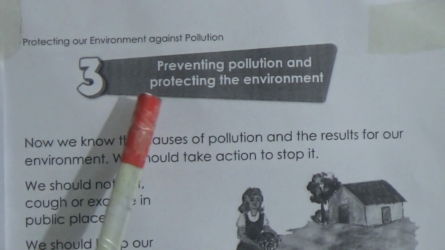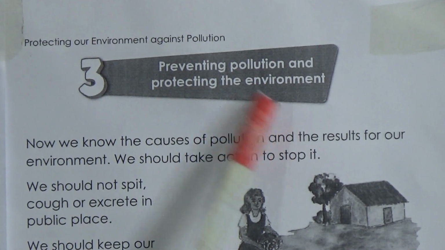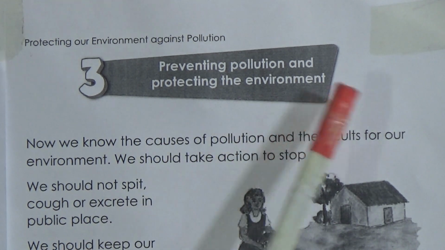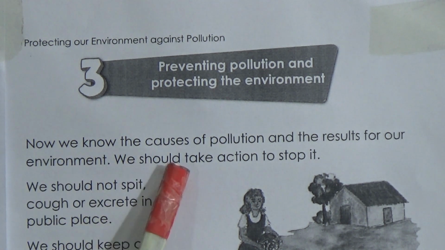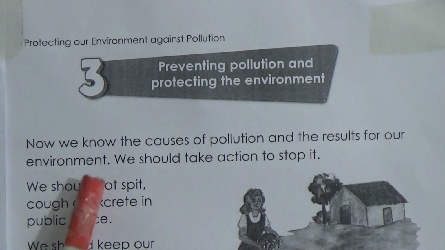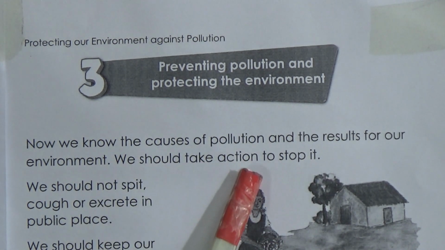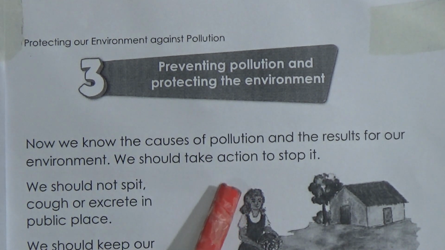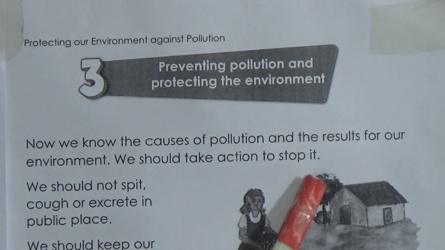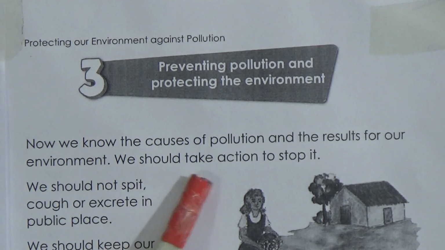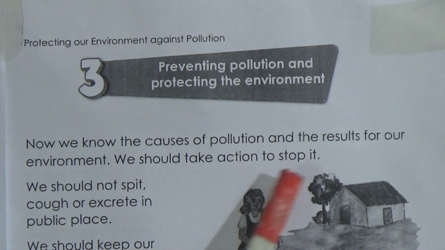Now, preventing pollution and protecting the environment. How do we prevent pollution, and how do we protect the environment for our existence? Now we know the causes of pollution and the results for our environment. We should take action to stop it. If we want a healthy and happier life, we should take immediate steps to protect our environment. We cannot imagine our existence without a healthy environment.